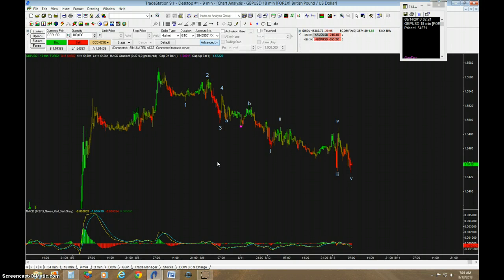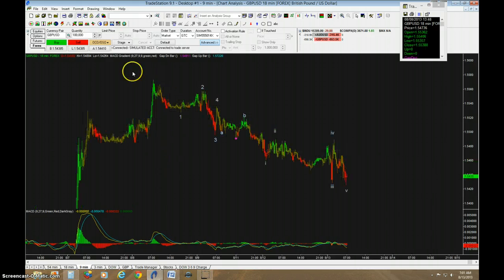That's today's call. Well, before I sign off, of course, if it makes a new high, that would invalidate this as a first wave.